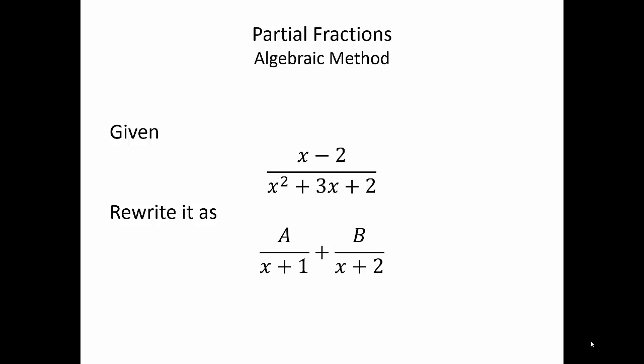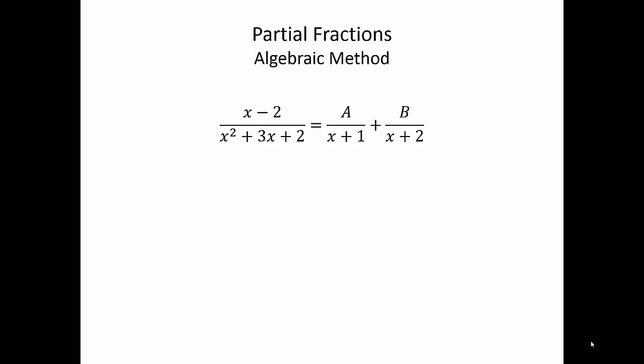Partial fractions is the case where you have a ratio of polynomials and you want to rewrite them as a sum of ratios of polynomials. You factor the denominator, and then the trick is to figure out what the constants in the numerator are. Let's take this example: x minus 2 over x squared plus 3x plus 2. We want to write it as A over x plus 1 and B over x plus 2.